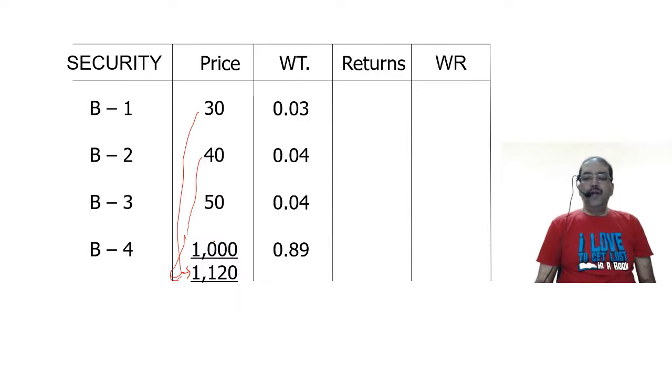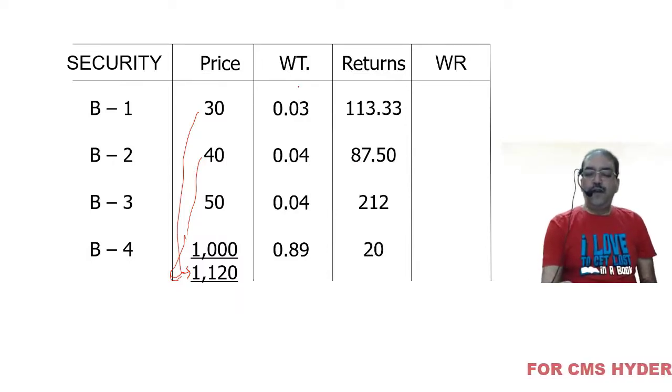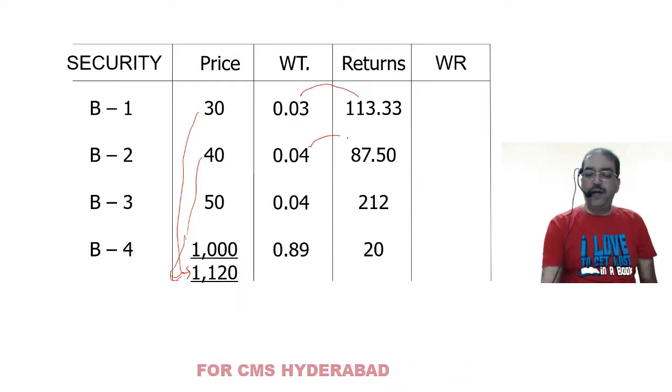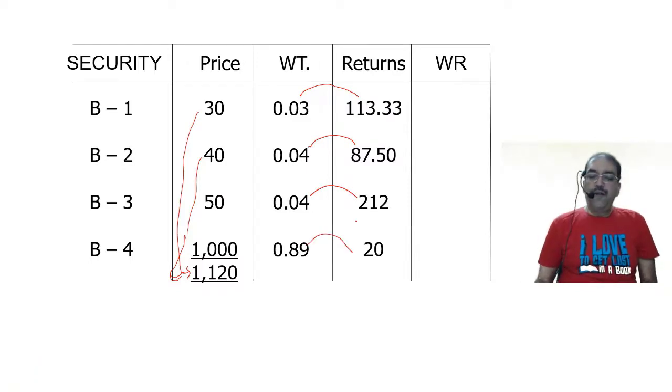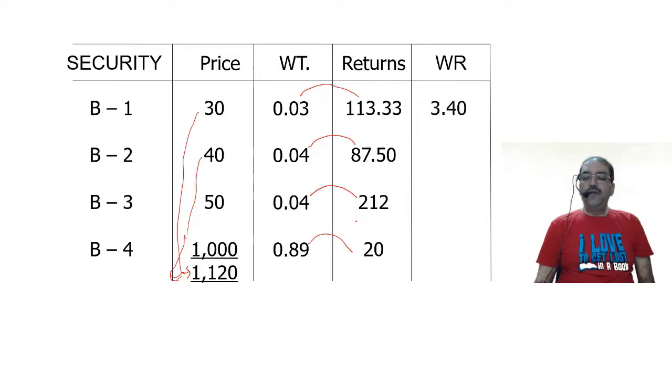Now the returns. The returns we have already calculated in the previous step. So I will write those returns over here. And then the weighted returns, that is, each weight multiplied by the returns. So when I do that, I get 0.03 into 113.33, which is 3.40. Likewise, I'll get 3.50, 8.48, 17.8. Correct? The total of all this comes to 33.18.